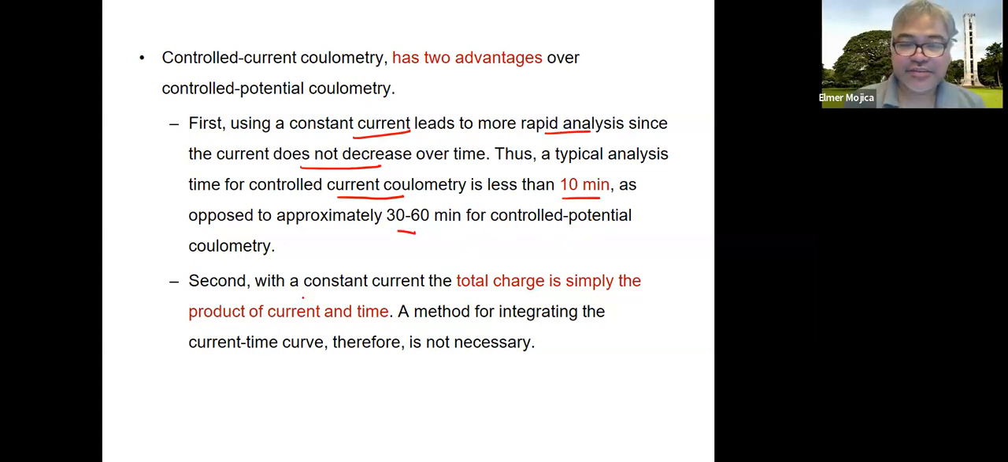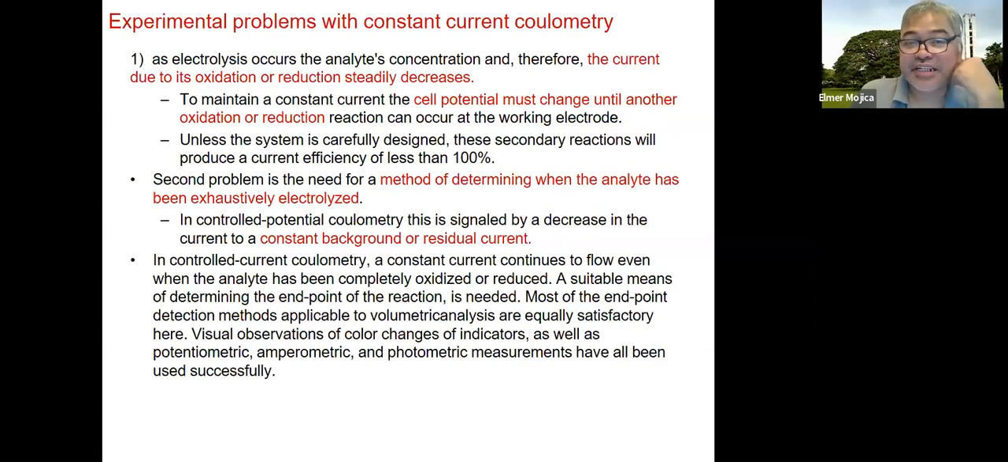And second, with the constant current, the total charge is simply the product of current and time, and a method for integrating the current-time curve is not needed. However, there are problems with this amperostatic method.